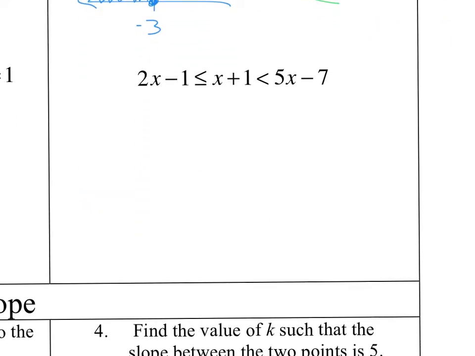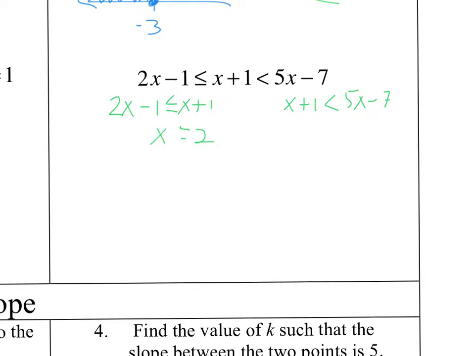For our second inequality, we're looking at a nice double inequality, and we're going to solve these two separately. So 2x minus 1 is less than or equal to x plus 1, and x plus 1 is less than 5x minus 7. Pretty quickly for the first one, if I add 1 to both sides and subtract x from both sides, I get x is less than or equal to 2.